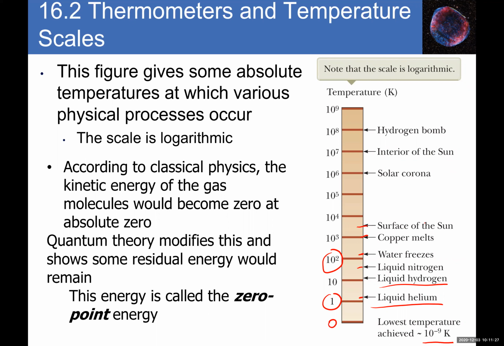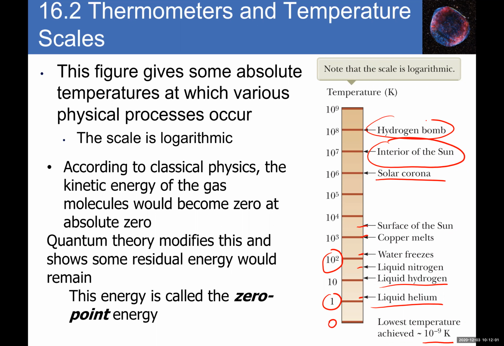This is the surface of the sun, which is roughly about 5,000 Kelvin. And then the solar corona, which is a little bit above the solar atmosphere, the temperature is actually much hotter than at the surface. The interior of the sun is even hotter, roughly 10 million Kelvin. And then a hydrogen bomb is like 100 million Kelvin, and so on and so forth.